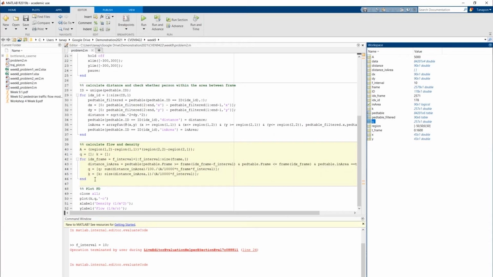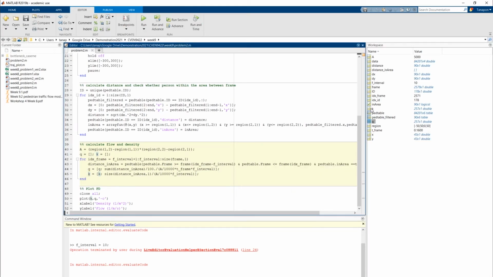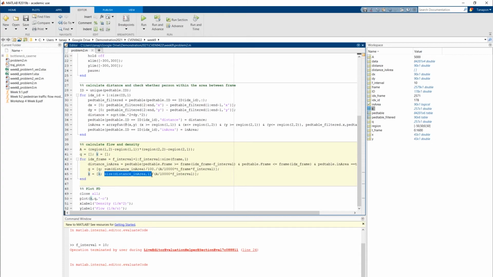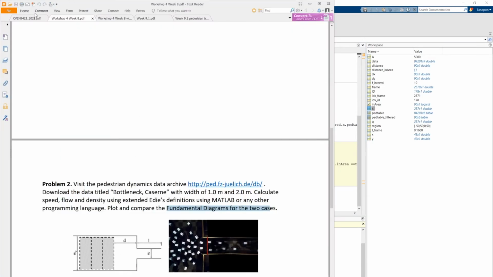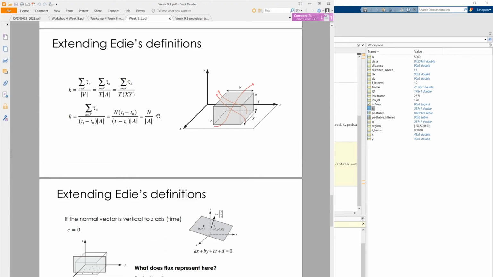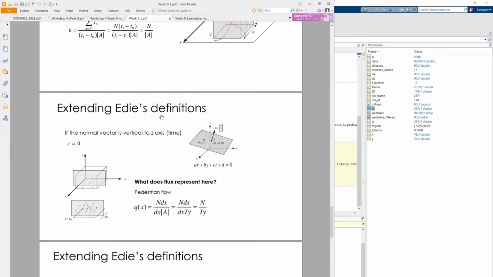Similarly, we did the same thing for density. Instead of calculating the sum of the distance, we measure just the size of the distance. That means how many trues there are, how many people are inside that region. So the formula is the count of people inside, right?